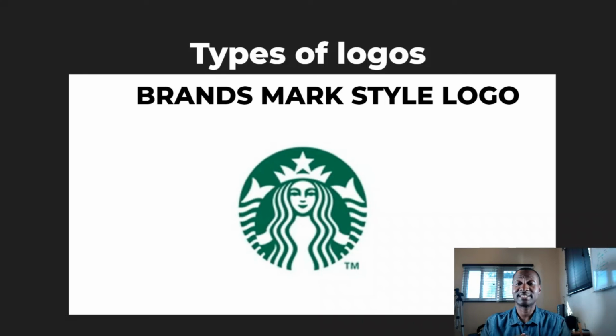Another style is the brandmark style logo, where they use some kind of iconic symbol or picture to represent the company. But in order to do this, you have to be a big company, you know, because I guess you guys know who that is. You have to be a big, well-known company to get away with something like this. But very good type of logo.